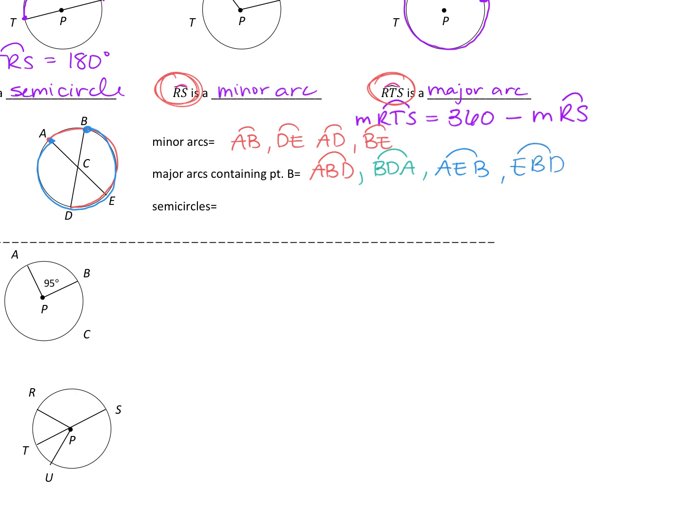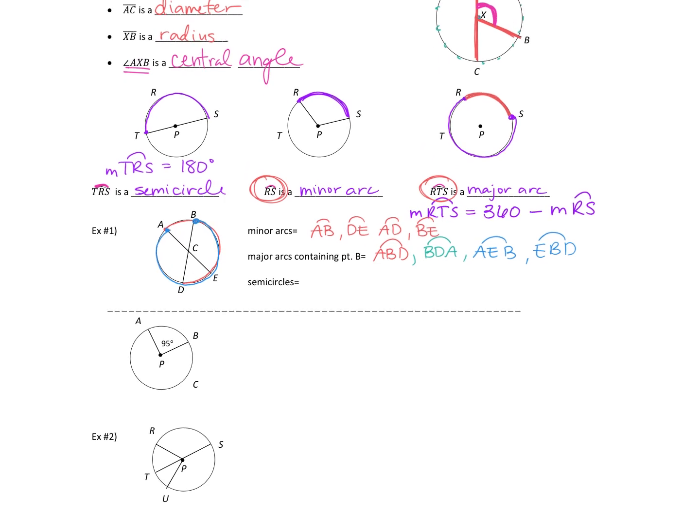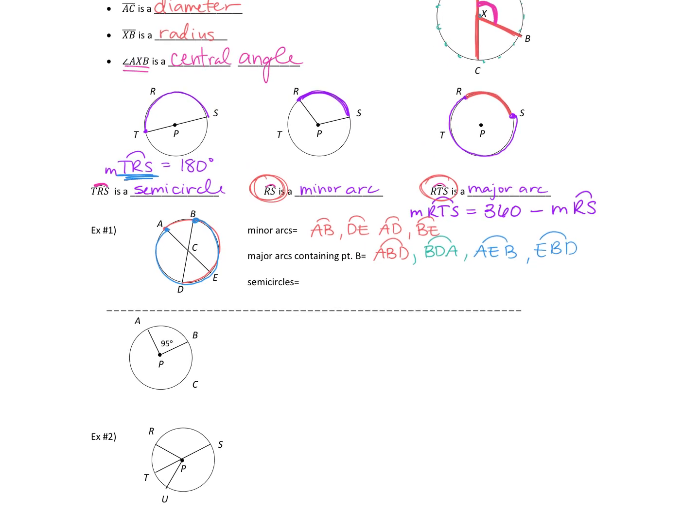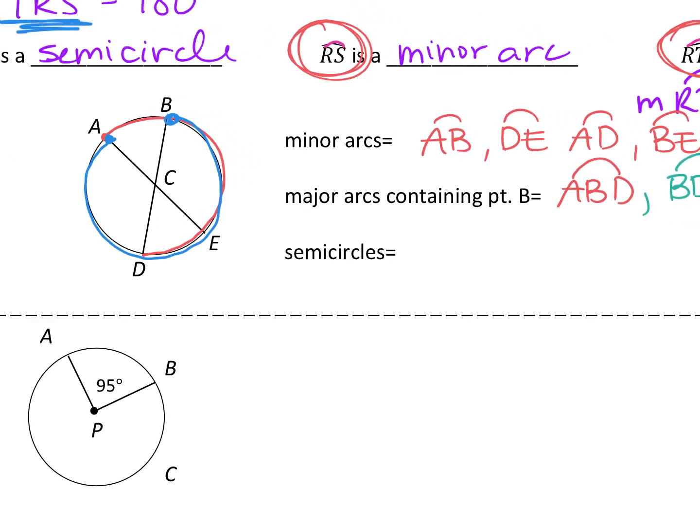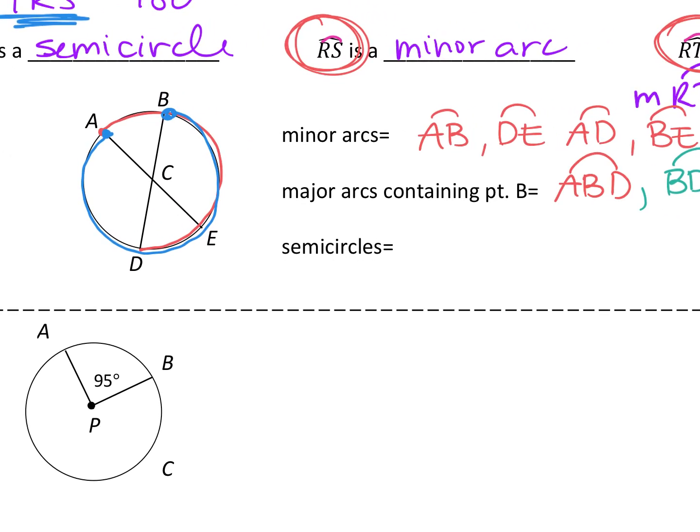Okay, so those are all major arcs, more than half the circle. Okay, now the semicircles. And if you notice up here, a semicircle has to be 3 letters. Why do you think it has to be 3? If I told you BD is a semicircle, what's the issue there? It's a diameter. Right, but what if I wrote it like this?